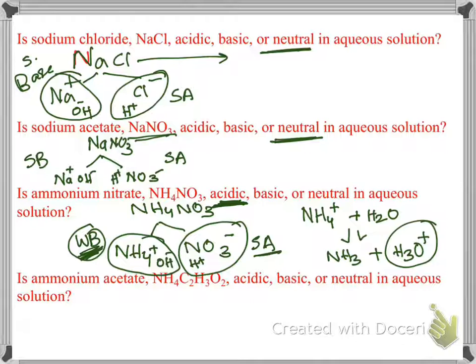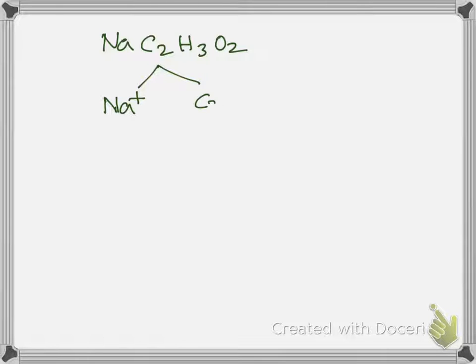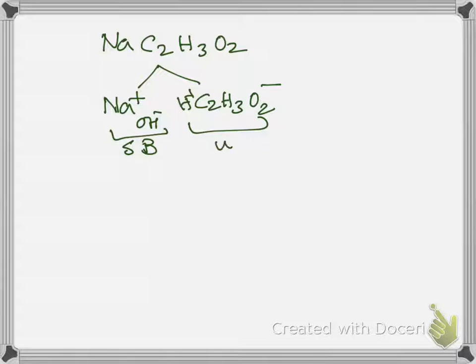Let me go to the other slide and take one more example: sodium acetate. An easy way to figure it out is, it is made up of sodium ions and acetate ions. Put OH here, put H plus here. It is made up of sodium hydroxide and acetic acid, a strong base and a weak acid. The corresponding solution is going to be basic.